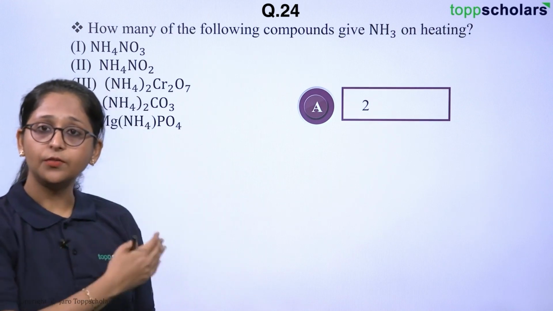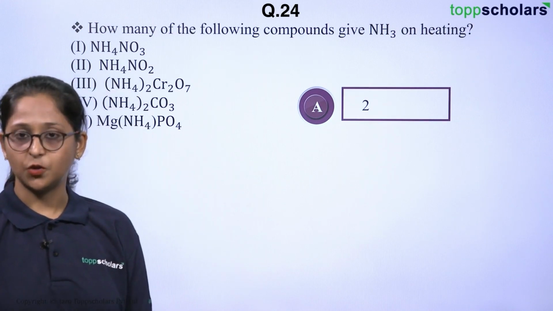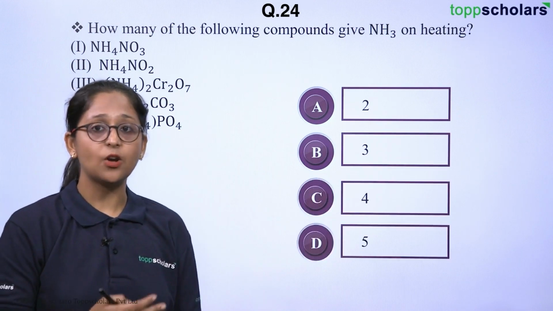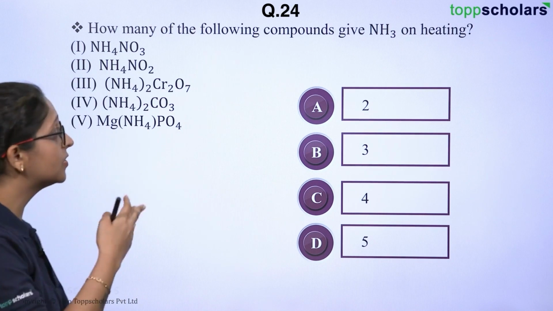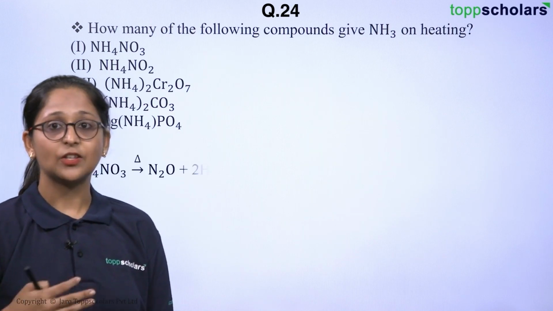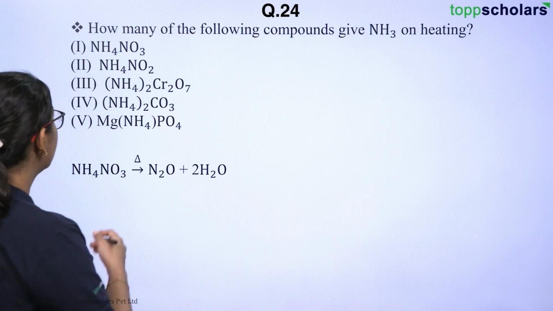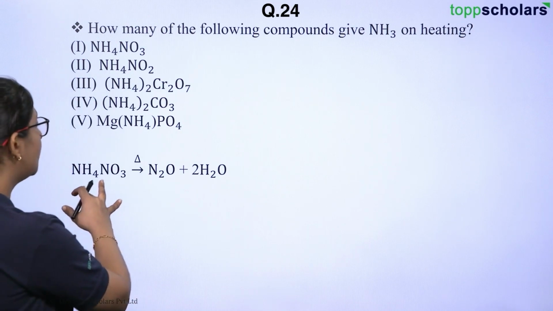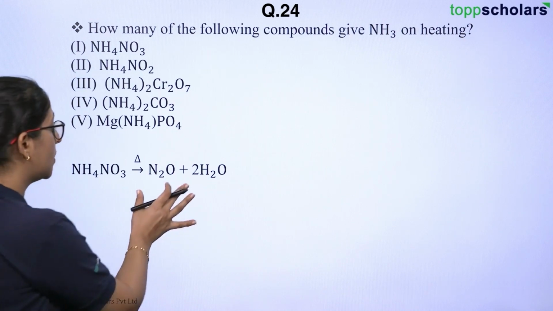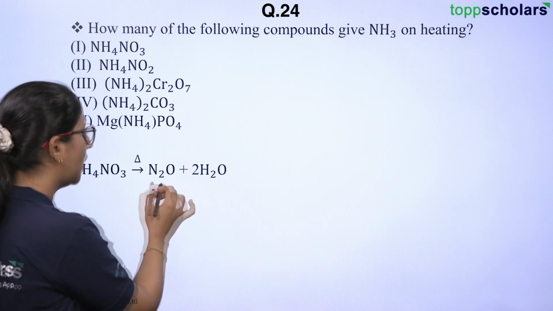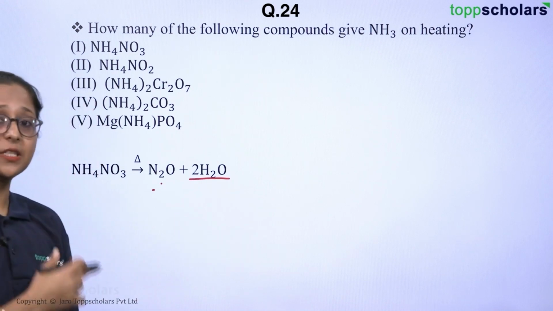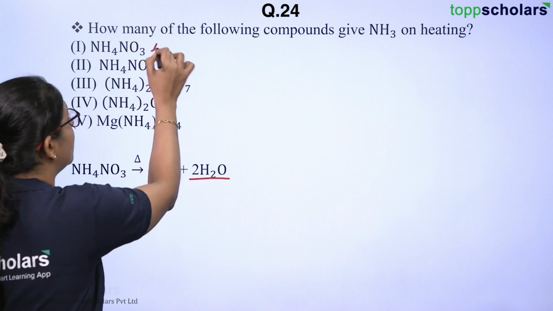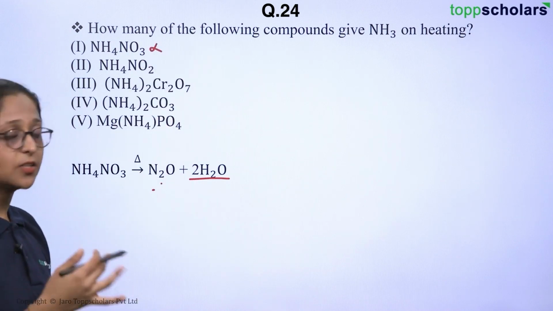Option A is, out of these, 2 compounds give us NH3 on heating. B says 3, C says 4, and option D says all 5 compounds give us NH3 on heating. So let us see how we are going to answer it. The first compound that we are going to take is NH4NO3. If we heat this compound, the resulting products are N2O and H2O. So this compound does not give us NH3 on heating. So the first is not the compound.